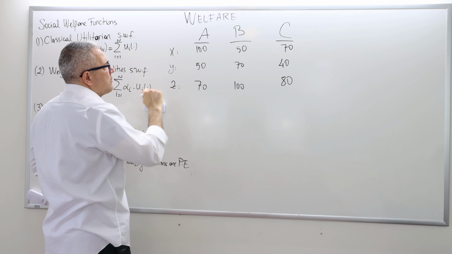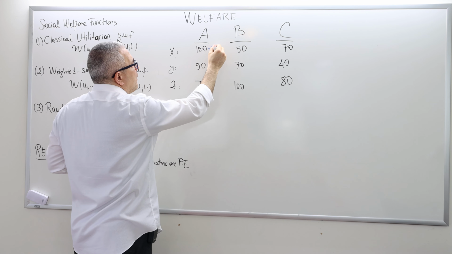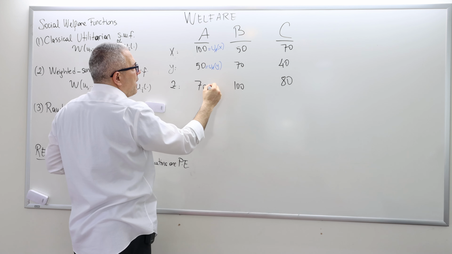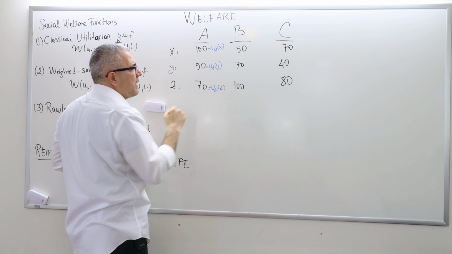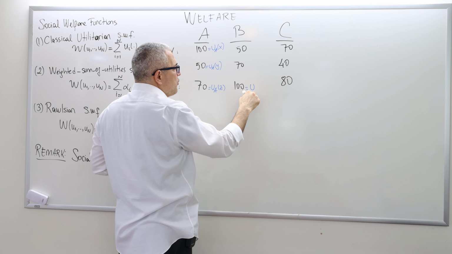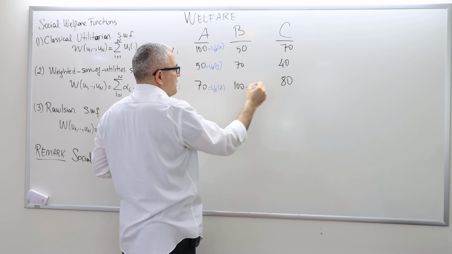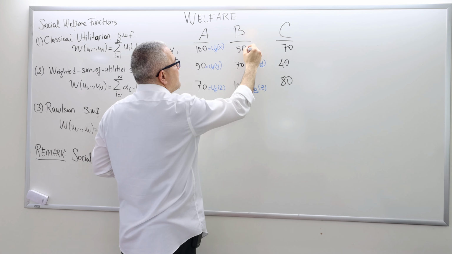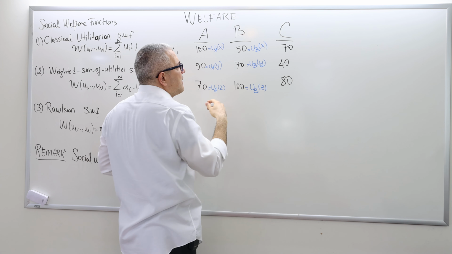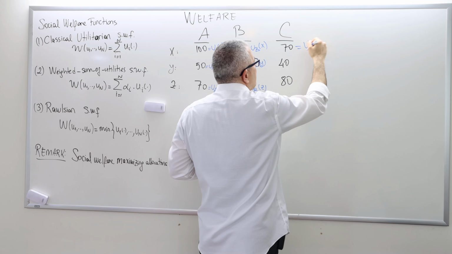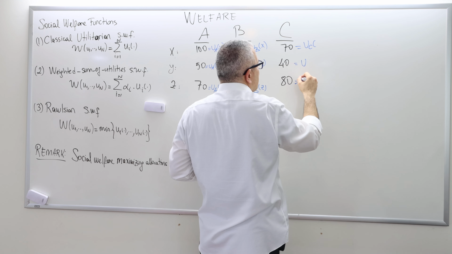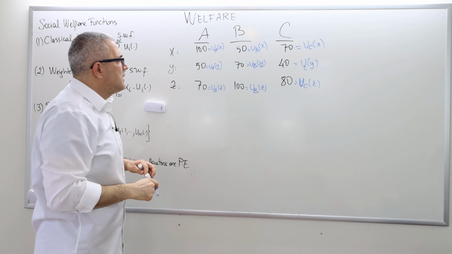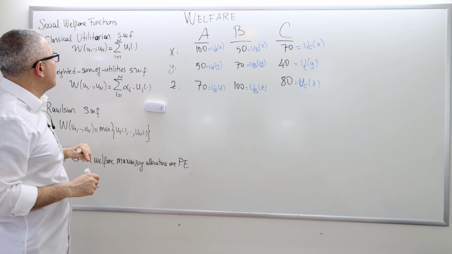And these are the utility values. This is the utility of agent A for alternative X. This is the utility of agent A for alternative Y. This is the utility of agent A for alternative Z. And this 100 is the utility of agent B for alternative Z. This is the utility of agent B for alternative Y, and this is the utility of agent B for alternative X. And then finally, as you can guess, these are the utilities of agent C, all right? Z, Y, and X.